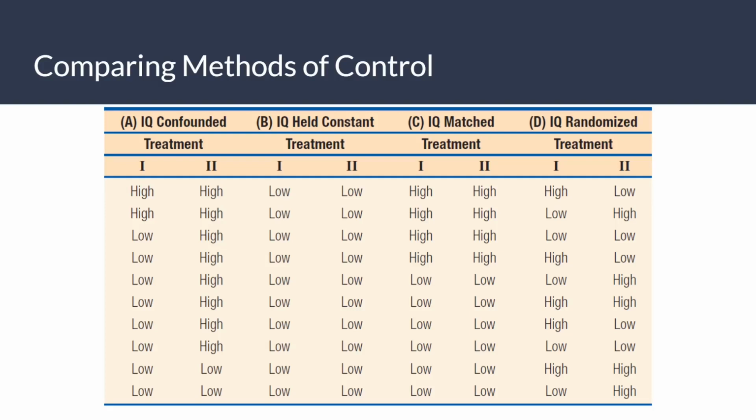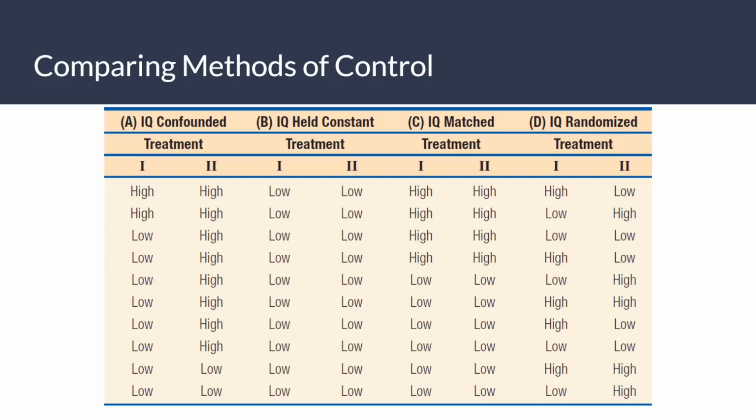So let's apply some control. In column B, look, there are still two treatments, but we're trying to hold the variables constant. So what we did is that we only selected participants with low IQ so that all of them would be equal. There will be no other characteristics, and that's what we call holding it constant.